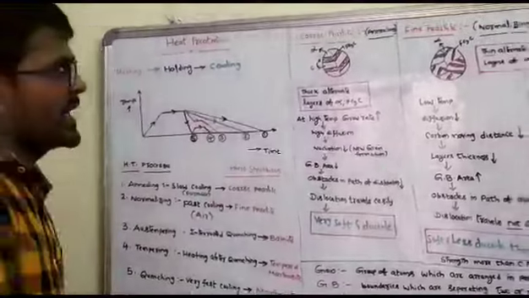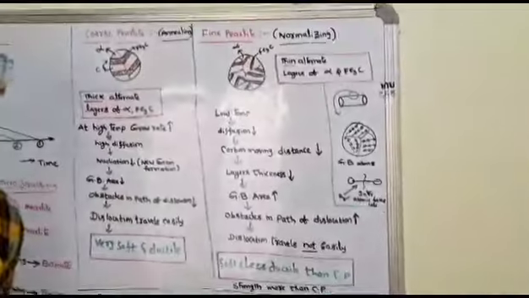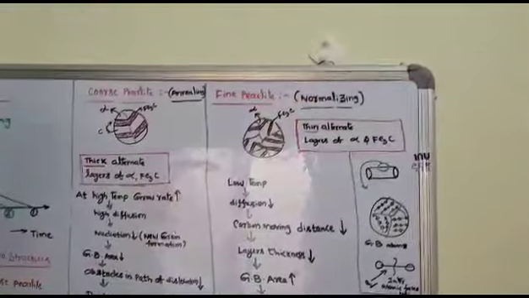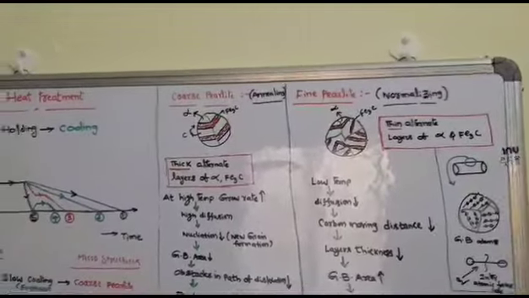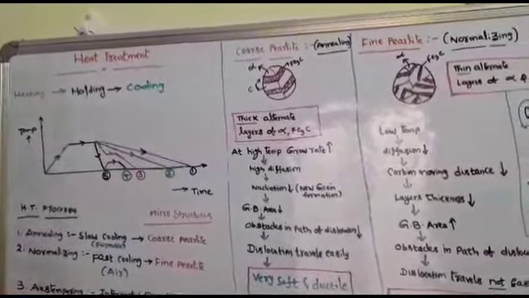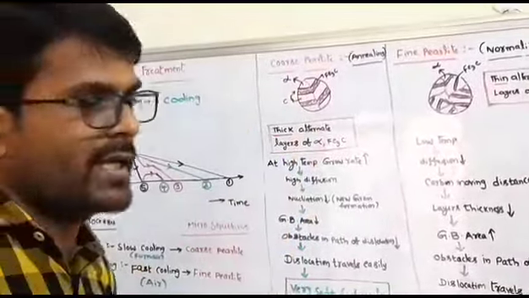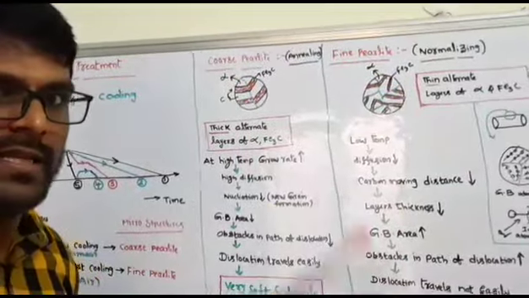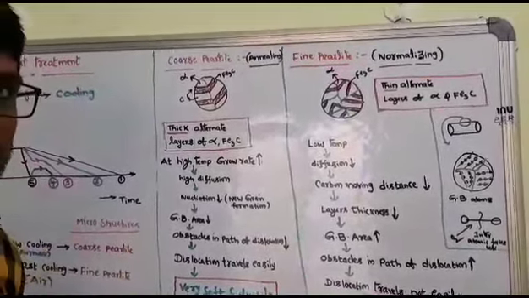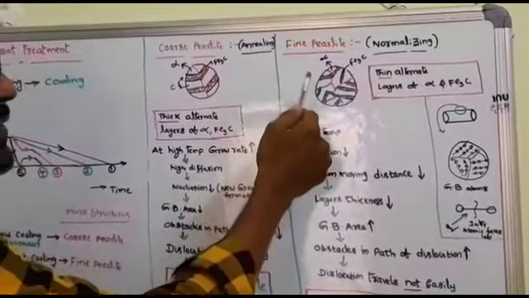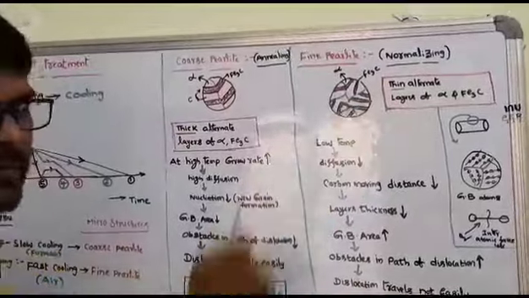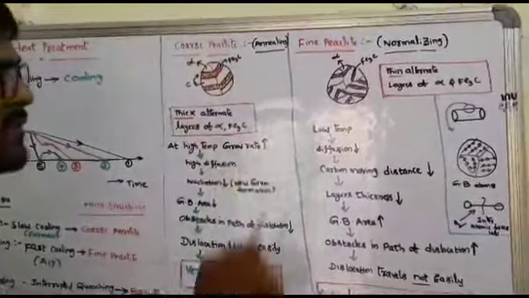Next we will see fine perlite. In fine perlite, which process are we using? The normalizing process. In normalizing, it is air cooling, so the temperature is lower. In the furnace the temperature is high, but in air the temperature is low. Because of low temperatures, the diffusion rate decreases, so the carbon moving distance is very less. So more grains will form, and more grain boundary area will form.